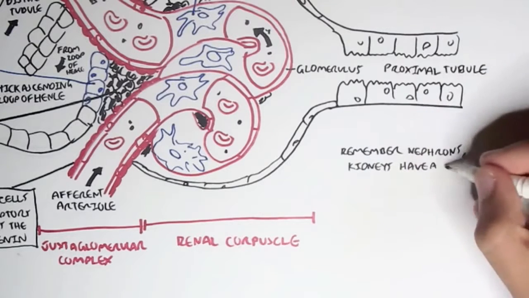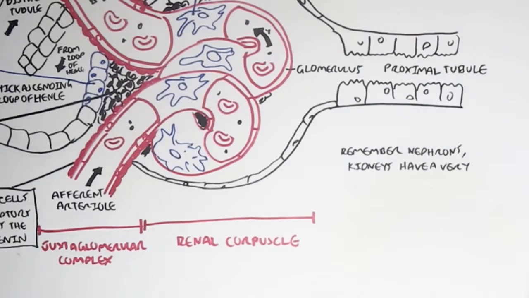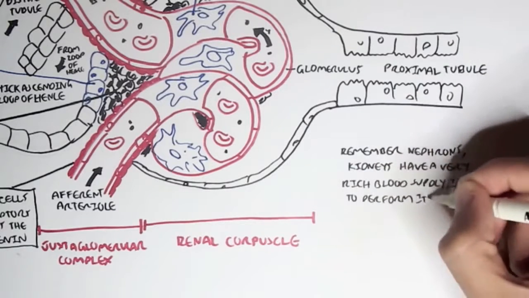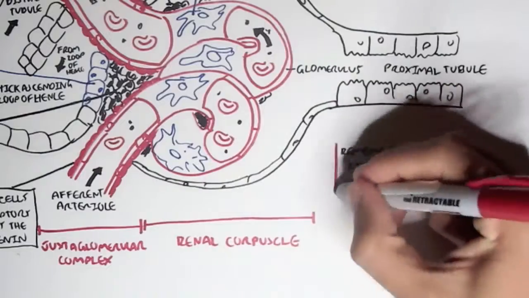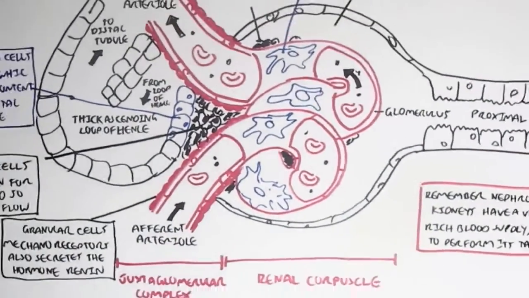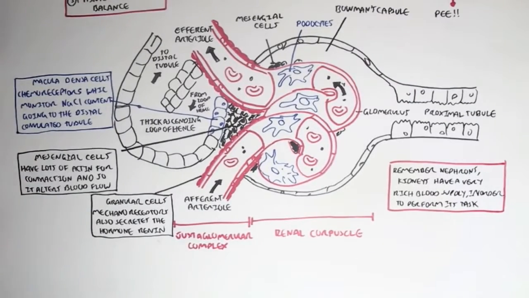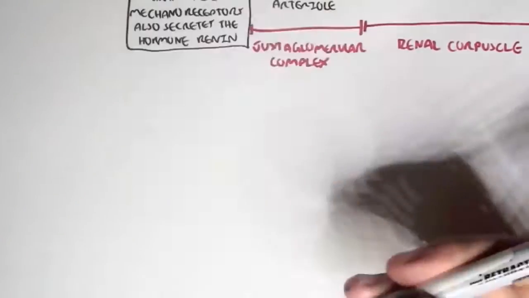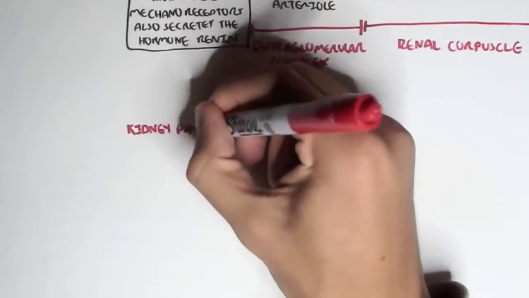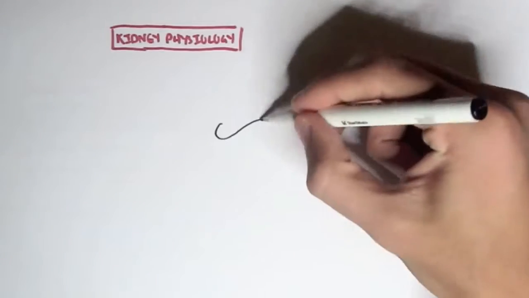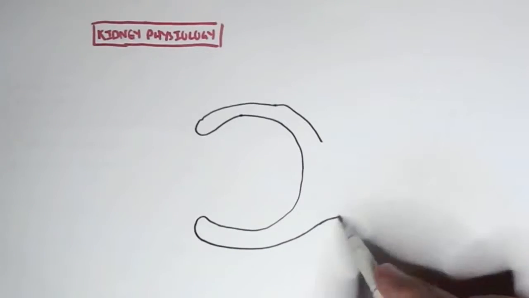Now, another important thing to know is that nephrons, the kidneys themselves, have a very, very rich blood supply in order to perform all their tasks, such as regulating volume, blood pressure, ions, osmolarity, and pH, just to name some. But as the kidneys will still be monitoring and regulating pH, osmolarity, and blood pressure, the end product of the kidneys, the nephrons, will be urine, waste.